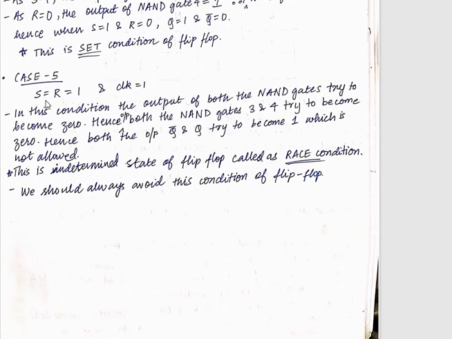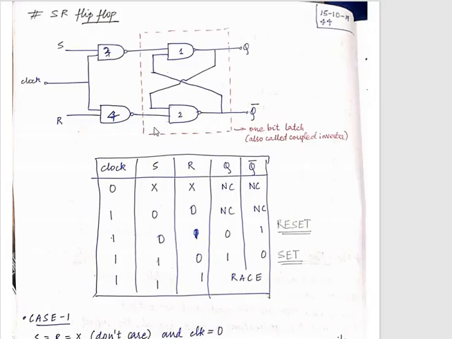What happens when S equals R equals 1? At that time, when S equals R equals 1, so 1, 1, the output of NAND gate 3 will be forced to 0. Similarly, the output of NAND gate 4 will also be forced to 0. So even if the outputs Q and Q bar are initially 0, this makes both NAND gate outputs 1 and 2 be at the same state and try to occupy the same state.